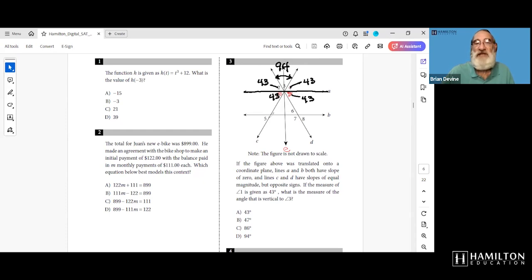And that one's vertical to the angle that we're talking about. The one that's vertical to 3 right here would also be 94. That's not a 4. That's a 9. 94 degrees. And so the angle vertical to 3, the answer to the question, would be 94 degrees, which is D.